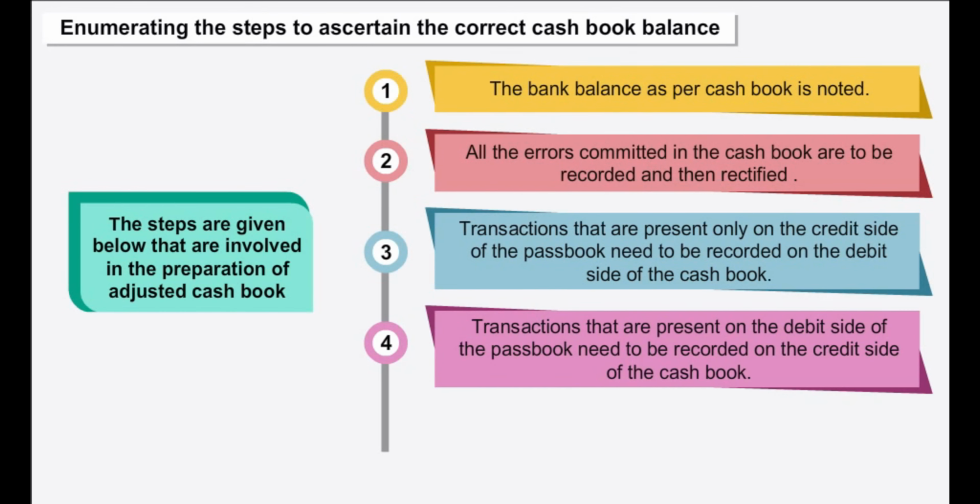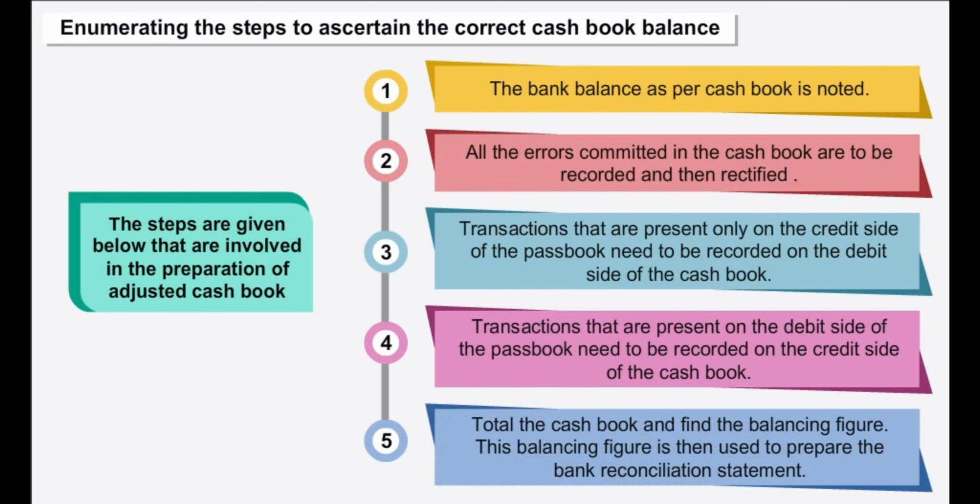4. Transactions that are present on the debit side of the passbook need to be recorded on the credit side of the cash book. 5. Total the cash book and find the balancing figures. This balancing figure is then used to prepare the bank reconciliation statement.